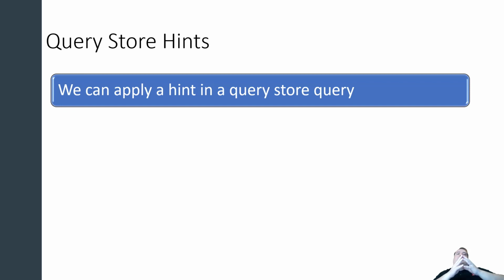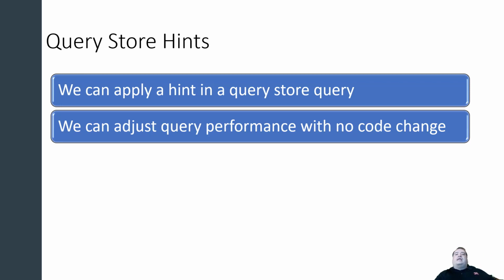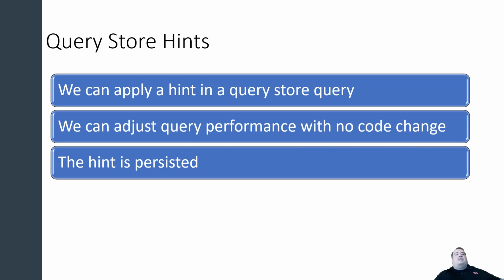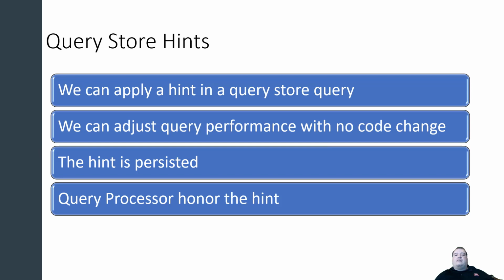That's why Query Store hints are a great evolution, because we can apply hints to query plans inside Query Store. This means that we can change the behavior of the query plans using query hints without changing anything in the source application, without changing anything in the source code, only by using Query Store. So we can adjust query performance with no code change. The hint is persisted inside Query Store. It's not something that is only inside the query plan cache. So if the server restarts, the hint is still there.